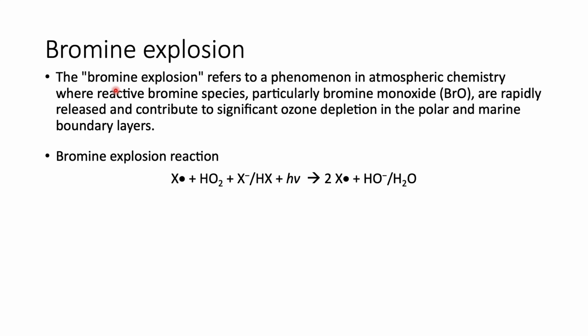We have been mentioning the bromine explosion. So what is a bromine explosion? Bromine explosion basically refers to a phenomenon in atmospheric chemistry where reactive bromine species, particularly bromine oxide, are rapidly released, which contributes to significant ozone depletion in the polar and marine boundary layers. So the reaction is given here. X here is any radical, or in this particular case, we can also consider this as bromine.